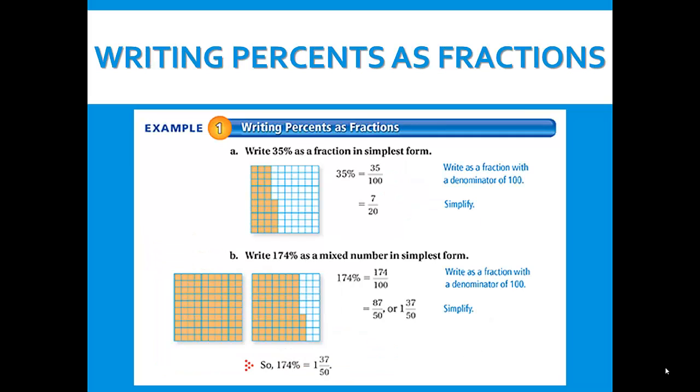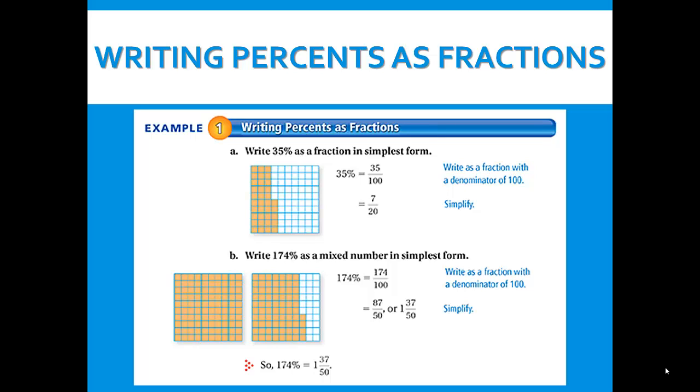For our first example, we're writing percents as fractions. For A, we want to write 35% as a fraction in simplest form. First, we will write the percent out of 100, so we have 35 over 100. Then we will simplify. We can divide both 35 and 100 by 5, and 35 divided by 5 is 7. 100 divided by 5 is 20, so we get 7/20ths.